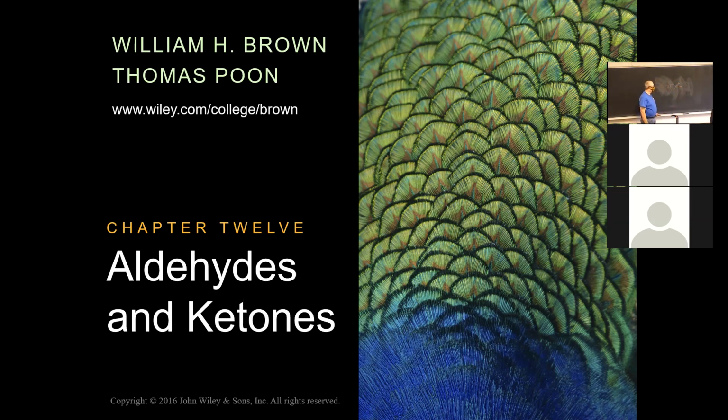Right, if we have a cyclic aldehyde, this would be named as cyclohexane carbaldehyde. Again, cyclohexanal implies there's only 6 carbons, but there's 7. And so this carb takes care of the extra carbon. Cyclohexane carbaldehyde.